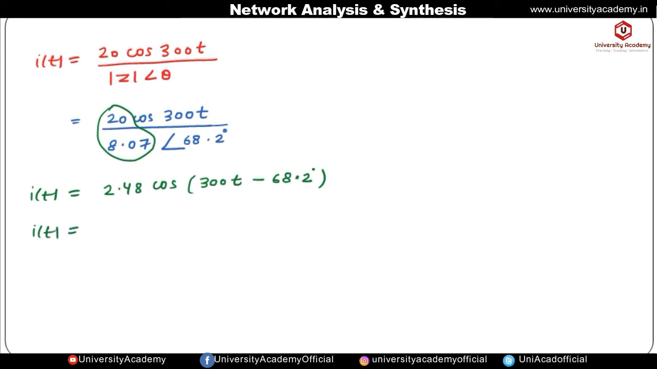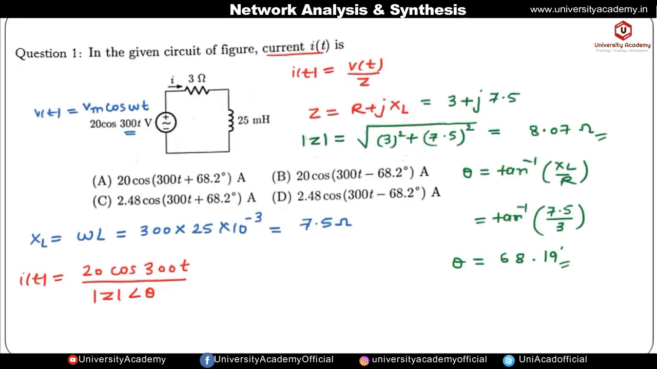If we compare, then we are getting I of t as Im into cos of omega t minus theta. This minus sign indicates that current is lagging the voltage by angle theta, where theta value is 68.2 degree. If we check the options, it is matching with the option 2.48 cos with a minus sign, so option D is correct.